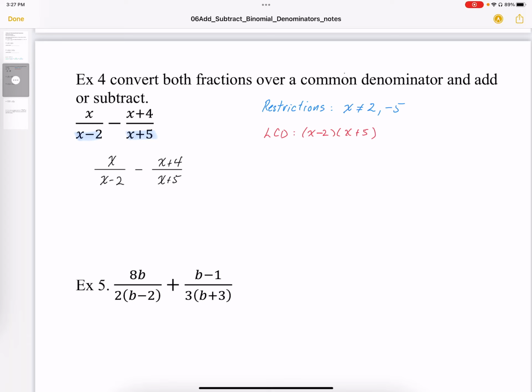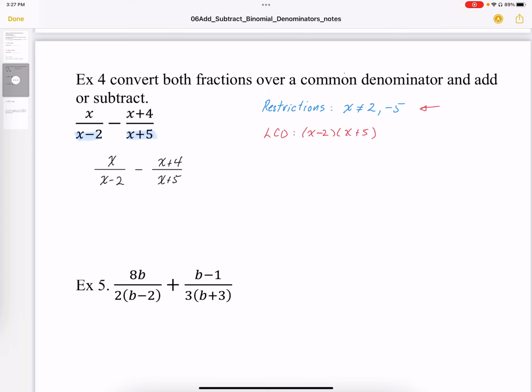To subtract these fractions, we need a common denominator. And for common denominators, we need factors. So I'm going to look in the denominator, and I already have these in factored form. So x minus 2 represents one factor, x plus 5 is another factor, and from those factors, we can get the restrictions here. And then from those same factors, we can get a lowest common denominator of x minus 2, x plus 5.